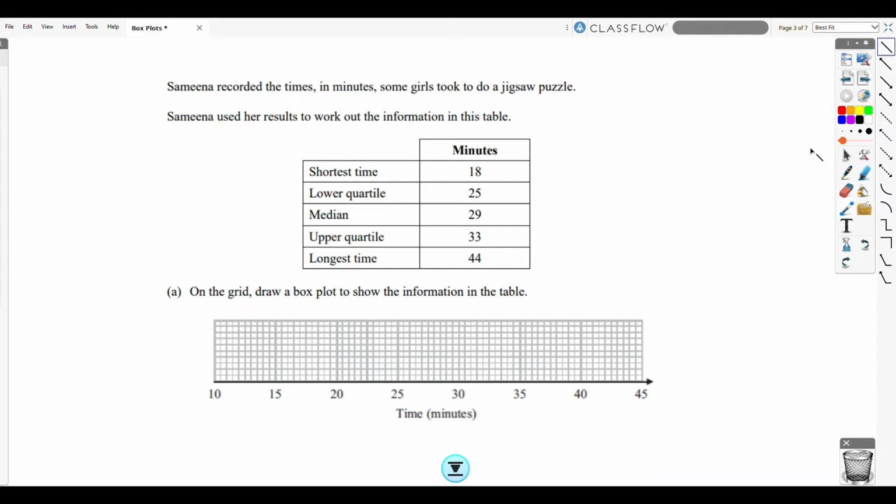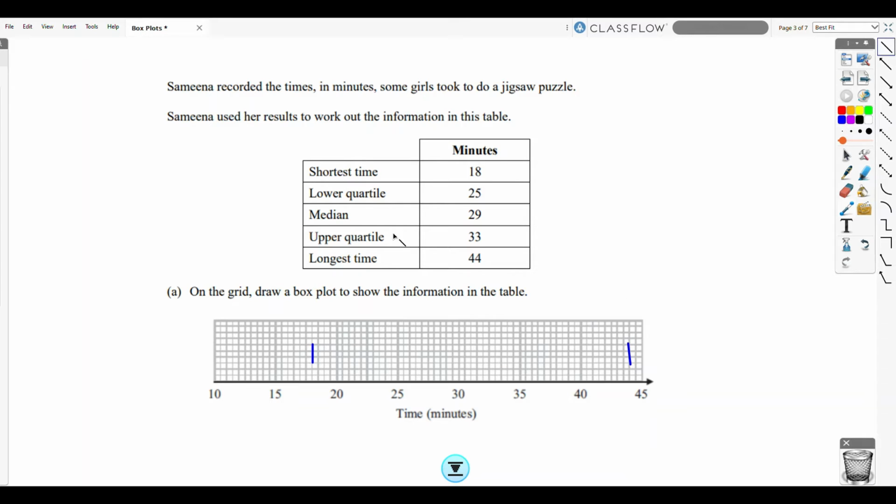Alright, for this question we're looking at time in minutes it took some girls to do a jigsaw puzzle. So you've already got a box plot graph area here with the time as your scale. Our shortest time is 18 minutes. Now this time we're going 10 boxes for every 5. So every 2 boxes represents 1. So for 18 we have to go 6 boxes from the 15. Like that. And then we need to go to 44. So 2 boxes from the last one.